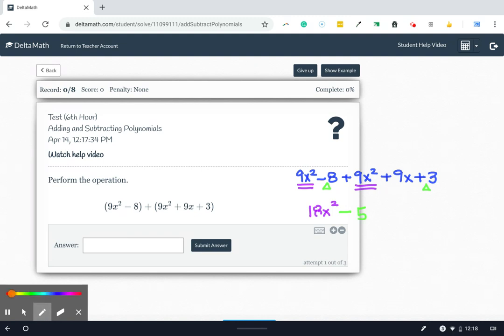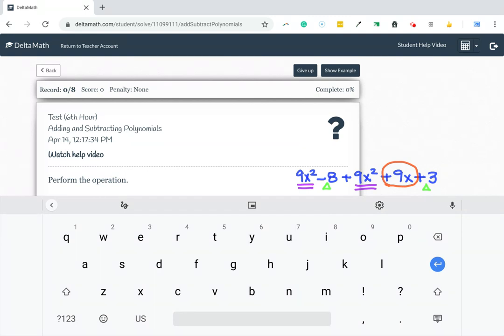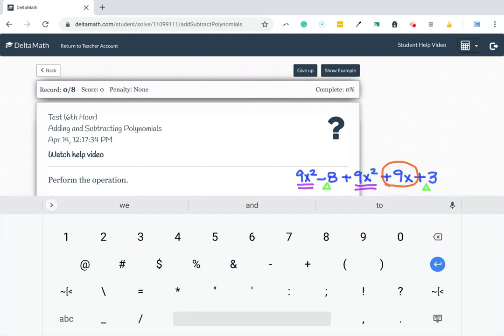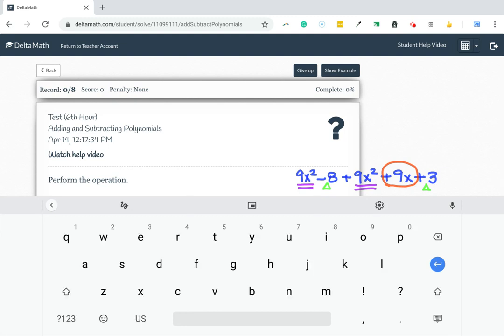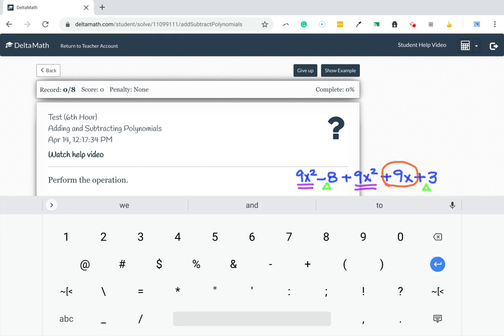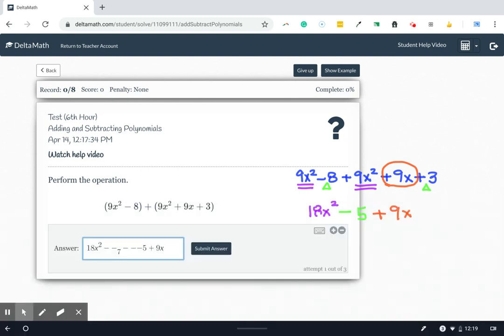And then last but not least, this 9x right here doesn't have any friends, but we still have to account for them. So I'm going to add plus 9x in the back. Now to get this typed in, let's see if we can make that happen. 18x to the second. And then we had a -5. And then we finished that with that lonely plus 9x. Not going to worry about putting it in a specific order or anything. I'm just going to type it.